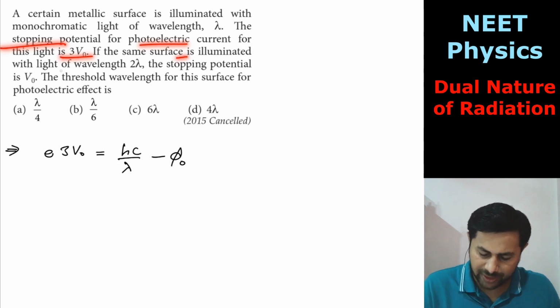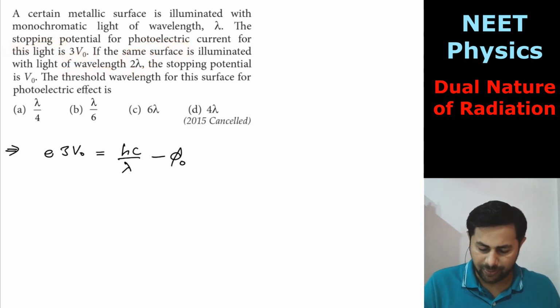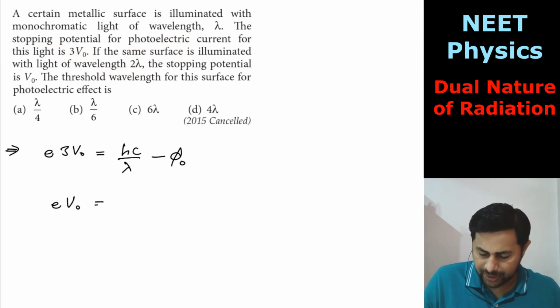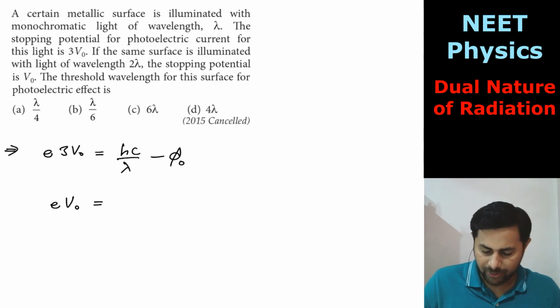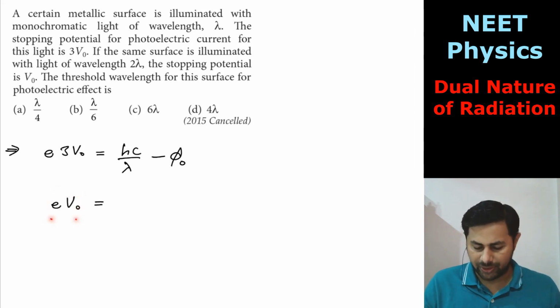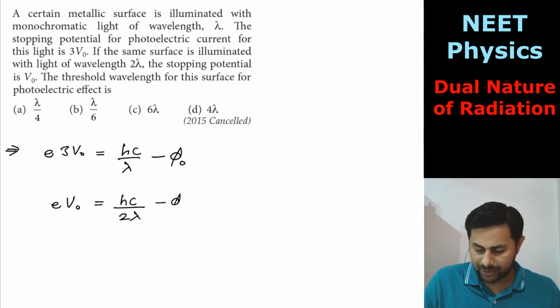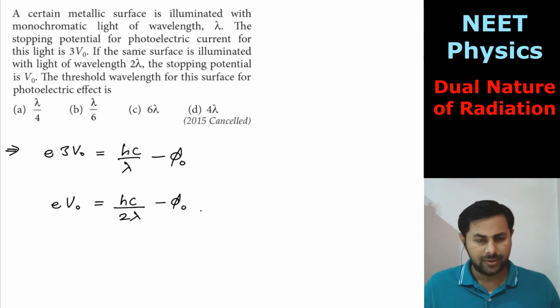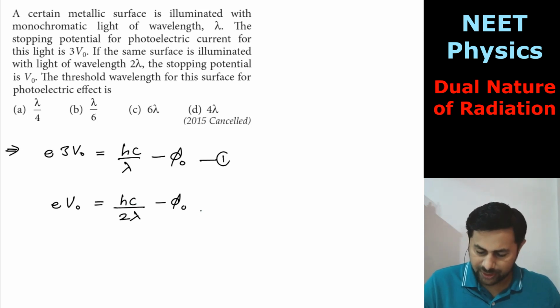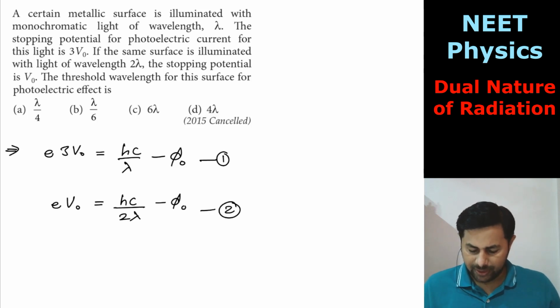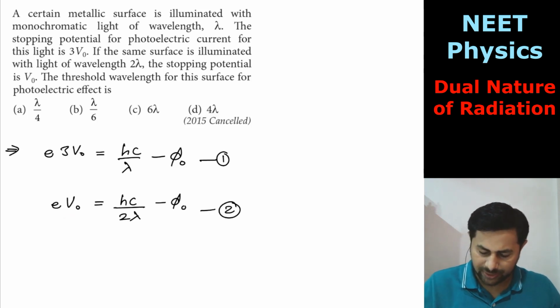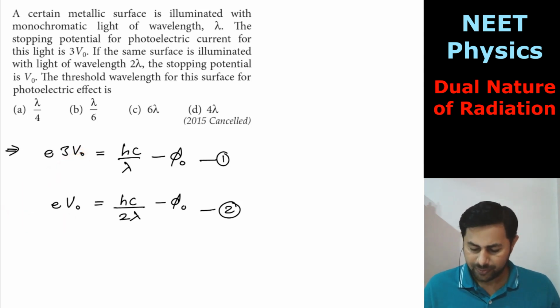Then the same surface is illuminated with wavelength 2 lambda, and the stopping potential is V0. So E times V0 is equal to hc divided by 2 lambda minus phi naught, right? So this is the first equation, this is the second equation. Now you can substitute the second into the first one, or you can simultaneously solve these equations.